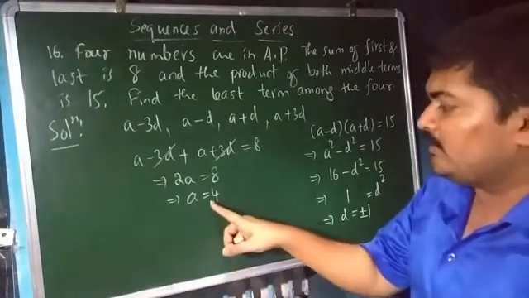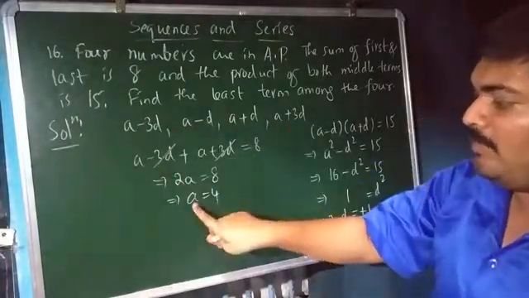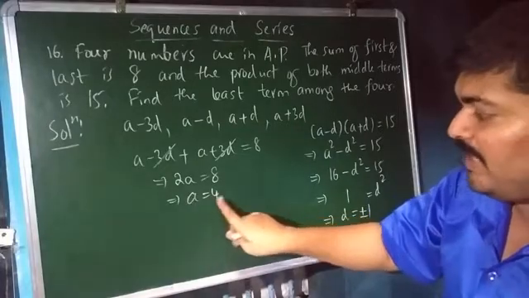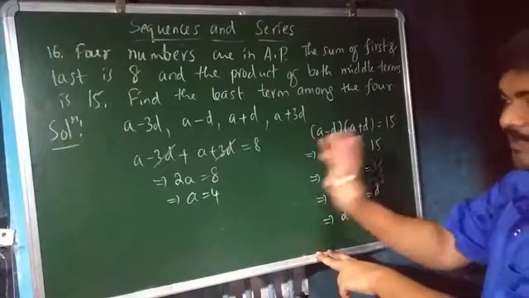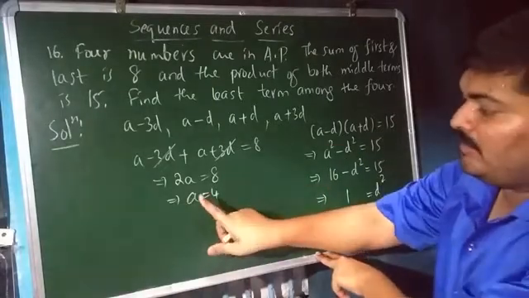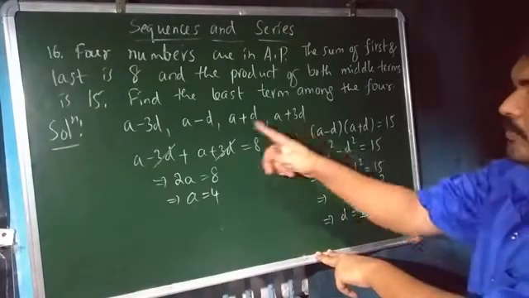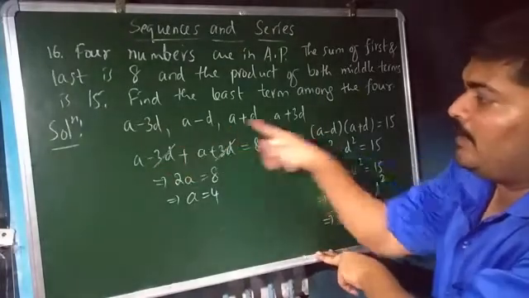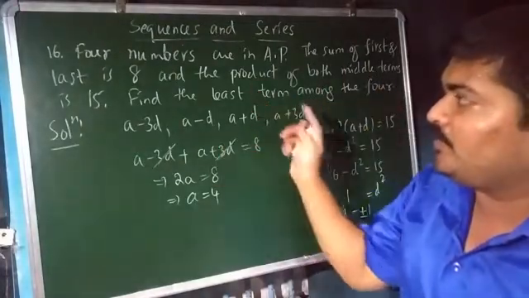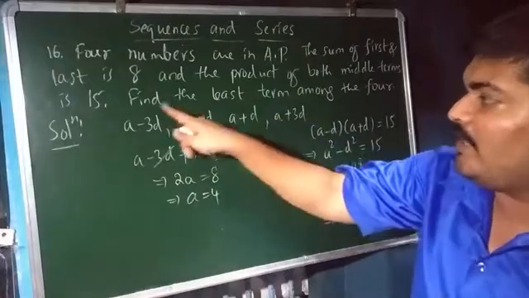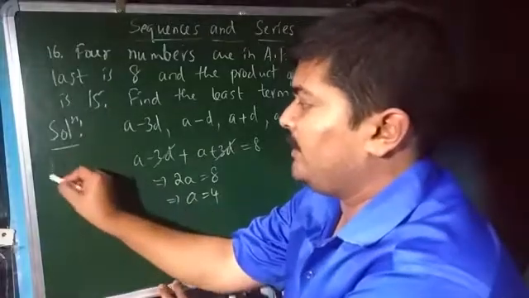Now, to get the arithmetic progression, for the first case with first term 4 and common difference 1, and for the next one with first term 4 and common difference minus 1, you are supposed to find the required terms of this AP. Amongst all those 4 terms which you will get in this sequence, your task is to find the least one. Let us check which terms you are getting over here.